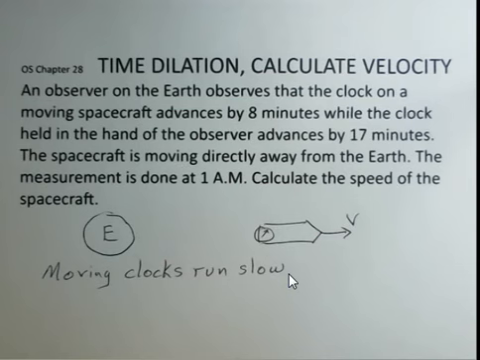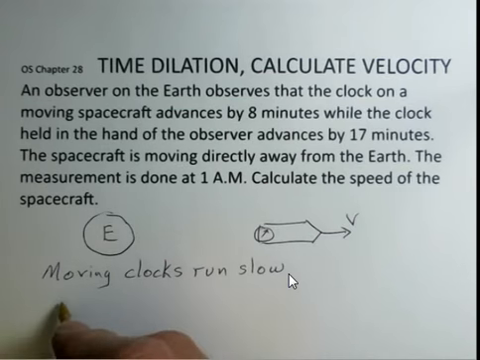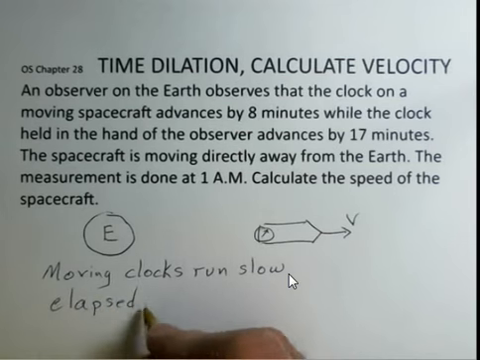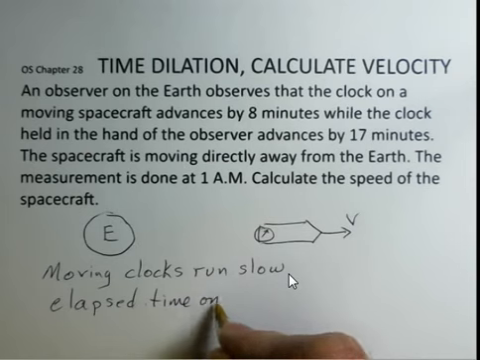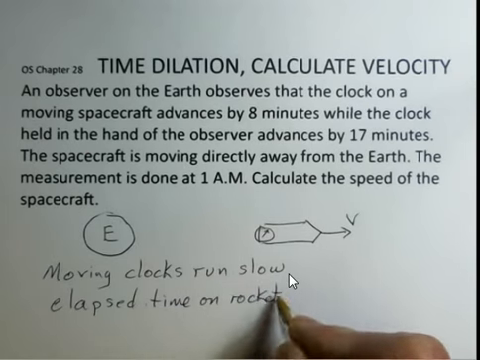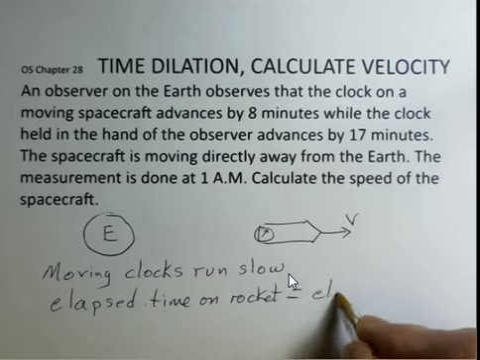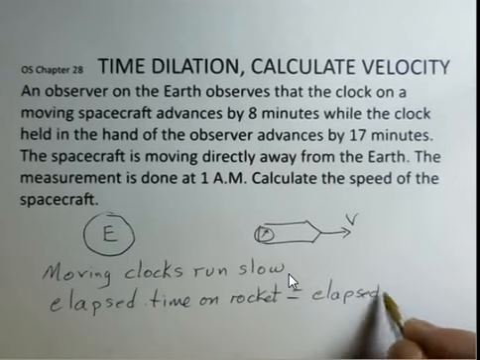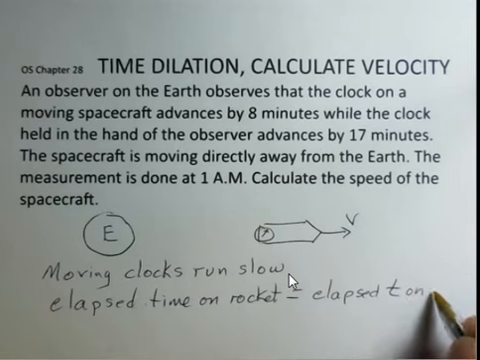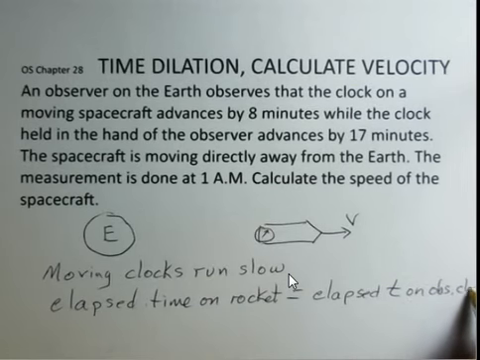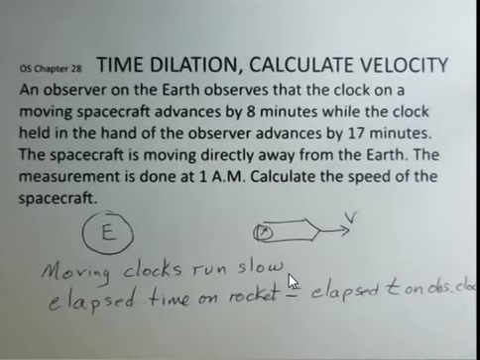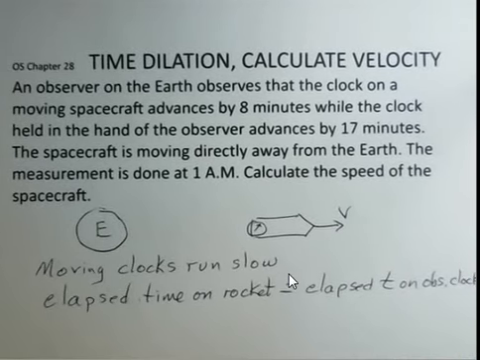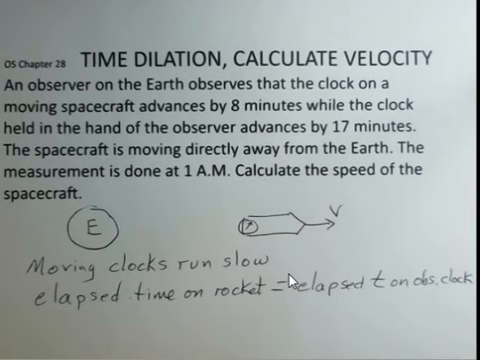Now, the way that the clocks behave here is that the elapsed time on the rocket is in an expression with the elapsed time, we'll just put T, on observer's clock. Which of these numbers is bigger? The elapsed time on the rocket or the elapsed time on the observer's clock, given the principle that the clock we see moving runs slow? This is the smaller number.